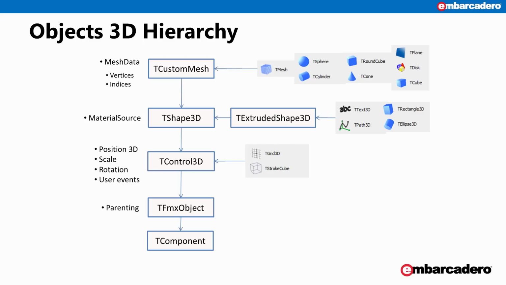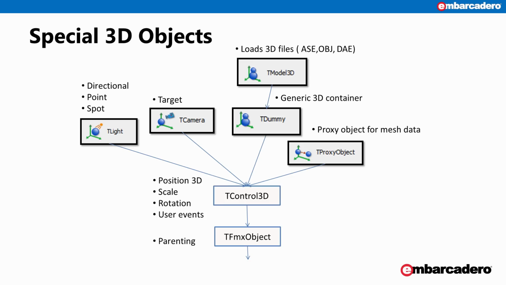Going further in the hierarchy, we have TCustomMesh. So this is a class that introduces mesh data. Mesh data is an encapsulation of vertex buffers and index buffers, typical for 3D applications, and then we have different classes that provide different 3D primitives like sphere, cylinder, plane, and so on. So these are the classes that we use to visualize our 3D worlds, but then we have certain additional components that are necessary to build a fully functional application.